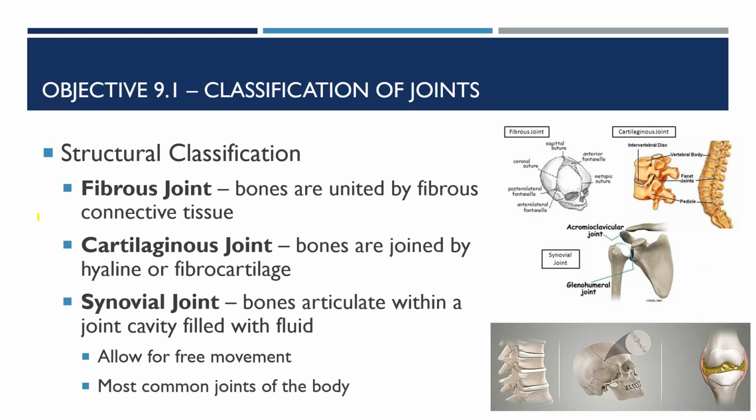where it says state 3 subtypes of each. So here we have our general classification, a structural classification, and then these are going to be our 3 subtypes. Remember, structural is based on how they are joined together. We're going to start off with a fibrous joint, and you can see that these are joined by fibrous connective tissue. They're going to be tightly connected to one another by this fibrous connective tissue. Cartilaginous, as the name implies, are joined by cartilage. You're either going to have hyaline cartilage or fibrocartilage. And we see an example over here of the disc in between your vertebra.